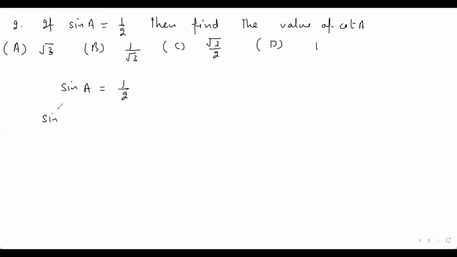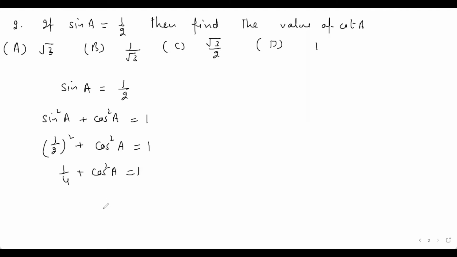Now write the formula. Sin square A plus cos square A is equal to 1. Sin A is 1 by 2 whole square plus cos square A is 1. 1 by 4 plus cos square A is 1. Cos square A is 1 minus 1 by 4. Cos square A is equal to 3 by 4.